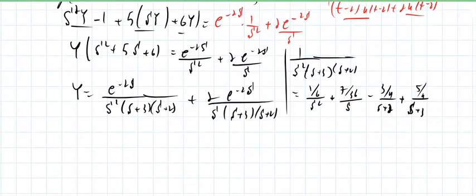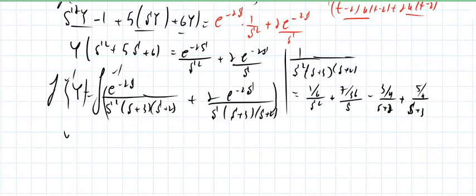So keep in mind, when I apply the inverse Laplace transform, y of t is going to equal, and we know how this works. When you apply the inverse Laplace transform on this, you get a 1, this you get a t, this gives e to the negative 2t, and this gives e to the negative 3t.